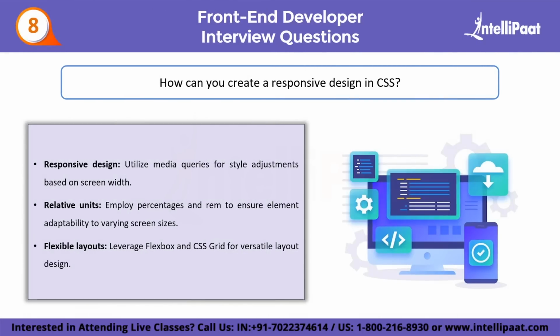The answer to this question would be, to create a responsive design, you can use media queries to adjust styles based on screen width. Additionally, you can use relative units like percentages to make elements adapt to different screen sizes. To make images responsive, you can set their maximum width to 100%. This will ensure that they don't overflow their parent container on smaller screens.